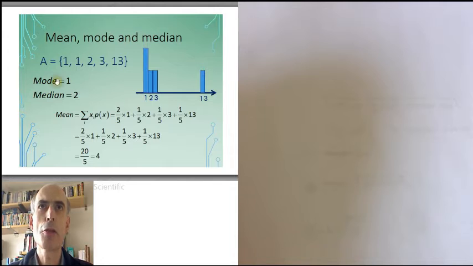Now, the 3 different types of average are calculated in different ways. The mode is the most likely value. In other words, the value that happens the most often. In this particular case, the value 1 happens twice as often as any other value, so the mode is 1.